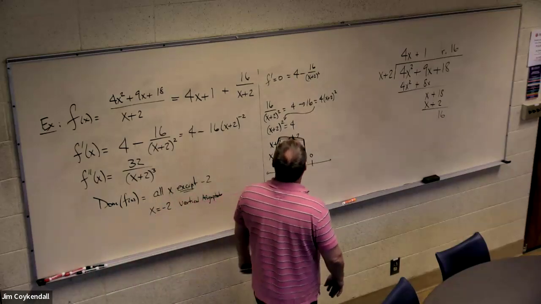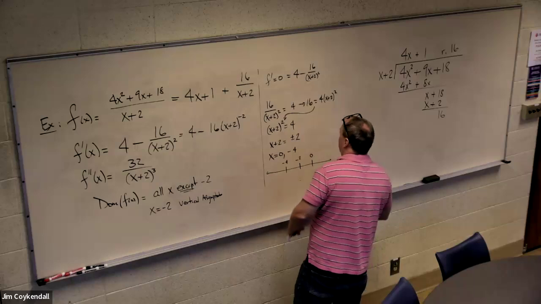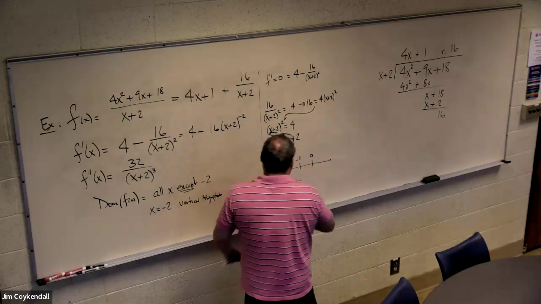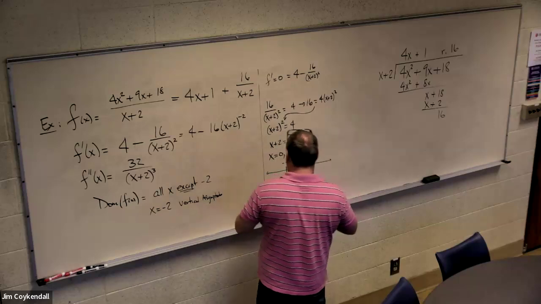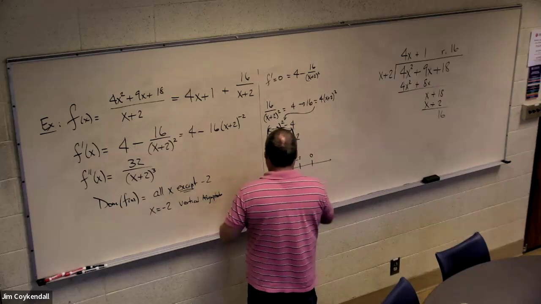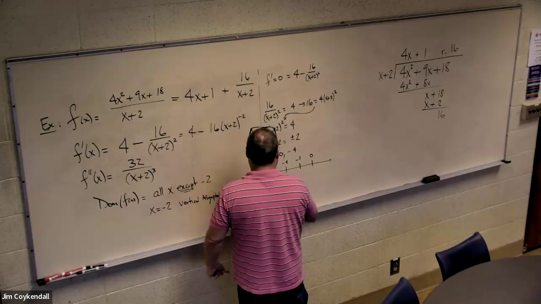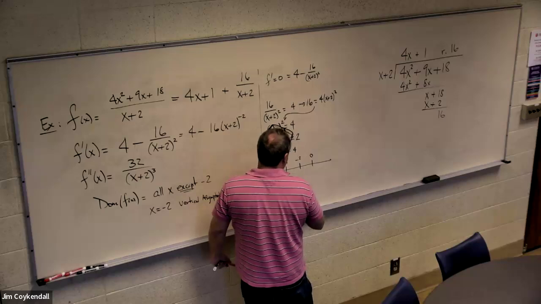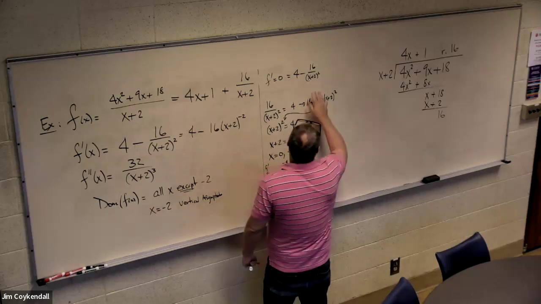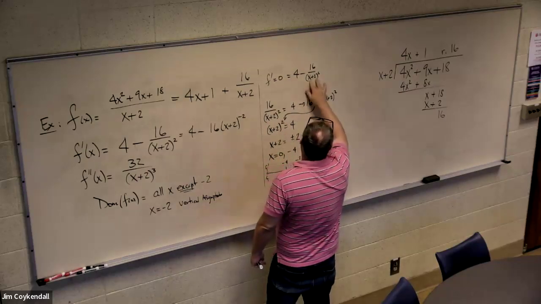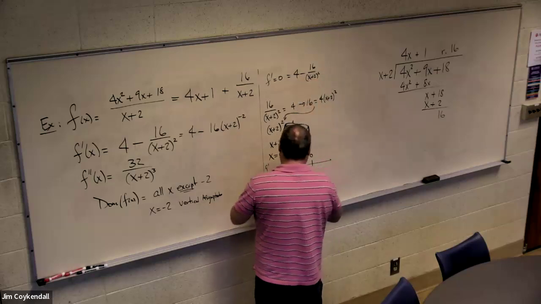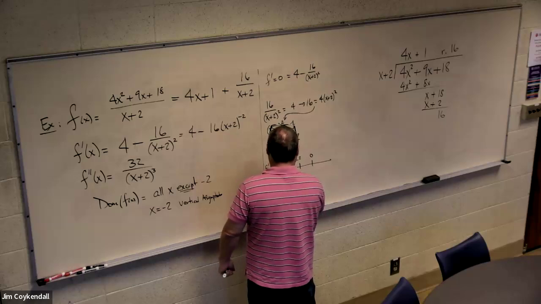Okay, so let's check out this sucker here. What happens if you're to the left of negative 4, say something like negative 100? Well, that's going to be a huge number of squares, so it's very huge. 4 minus a small number, so that should be positive.